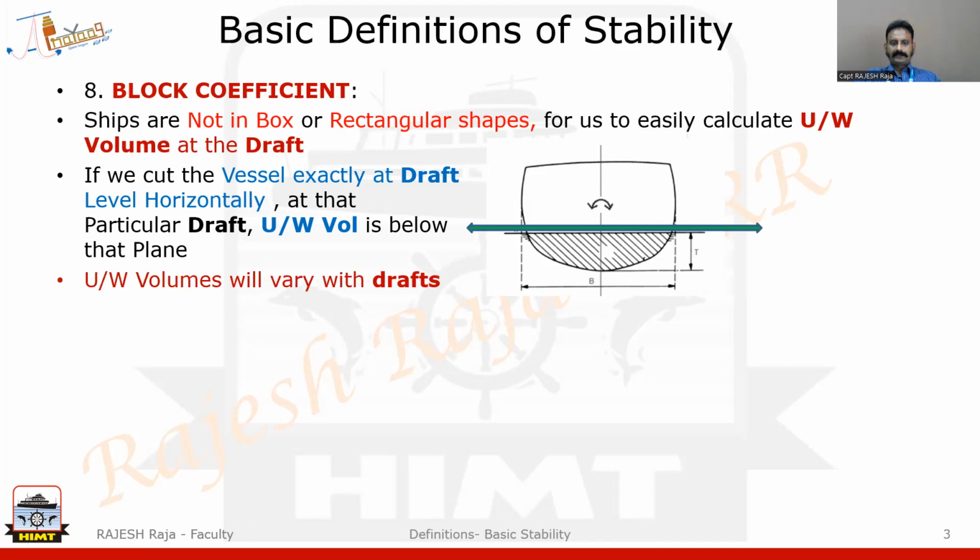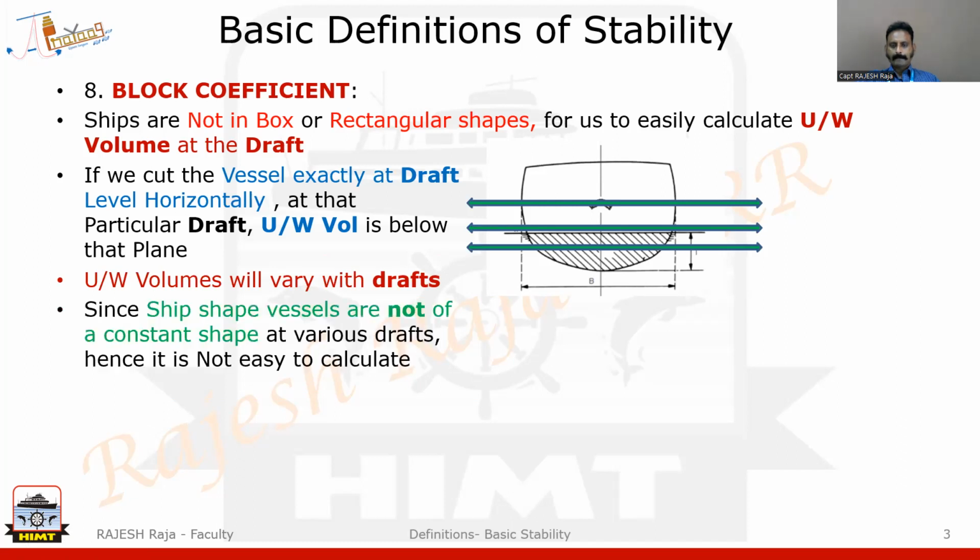You can see that this underwater volume is going to change with drafts, and that is very evident in all your hydrostatic tables also. At the same time, I've just given you 3 levels of watermarks to show you that the underwater volume is going to change with drafts. Ship shapes are not constant. They are sometimes not symmetrical. They keep varying with your drafts also, as and when we keep increasing your drafts. So for me to calculate the underwater volume of a real ship shape is not very easy.